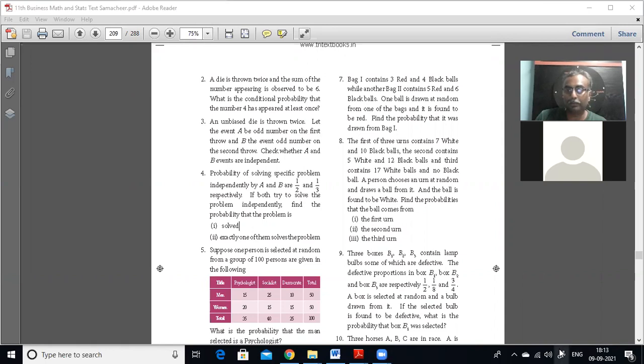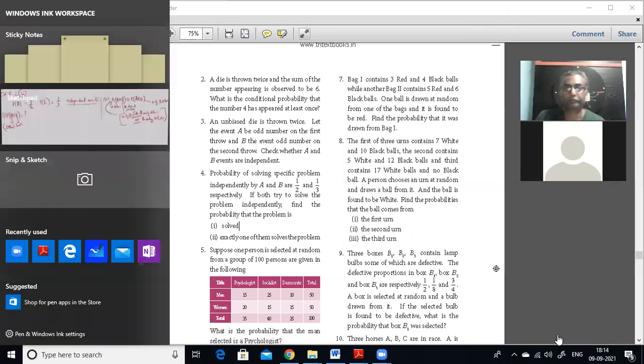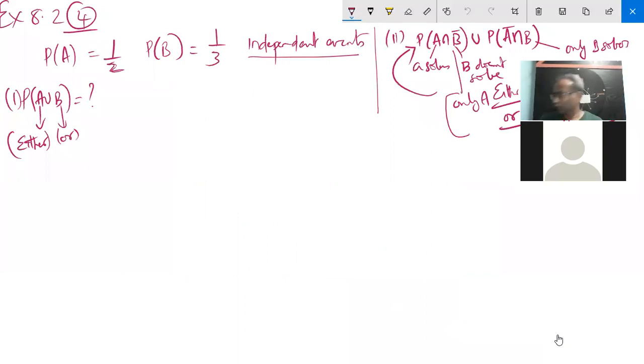Fine. Okay, now let us go to the problem. What we have now is P of A is independent, P of B is independent. So you understood what he's asking. First, he's asking to find the probability that the problem is solved. That means either A will solve it or B will solve it. This is P of A union B. Then the other one you are asked is P of A solves it and B does not solve it, or A alone solves it, B does not. So only one of them solves it. It's very important.